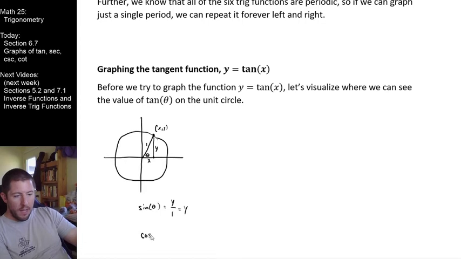Very similarly, I can ask what's cosine of theta, and we look over here and say cosine is adjacent over hypotenuse. Well, that's just x over 1. That's just x. That length x literally is the length cosine.